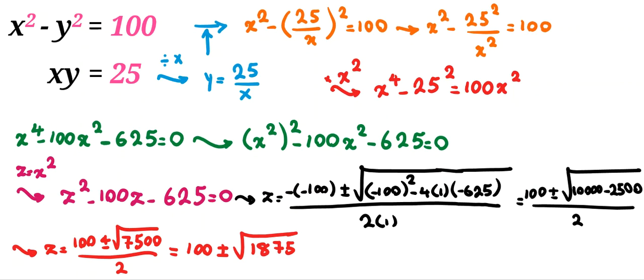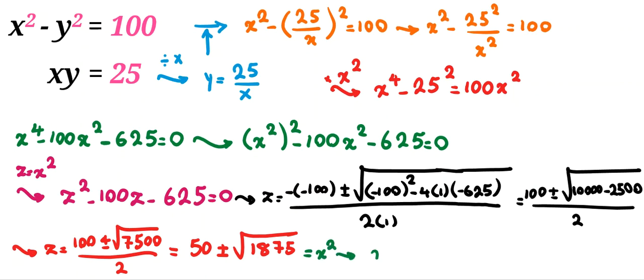Oh, sorry, I forgot to divide. You should also divide 100 by 2. It will be 50. Both of them are positive. Why should they be non-negative numbers? Because that is x squared. So we can say this number is x squared.